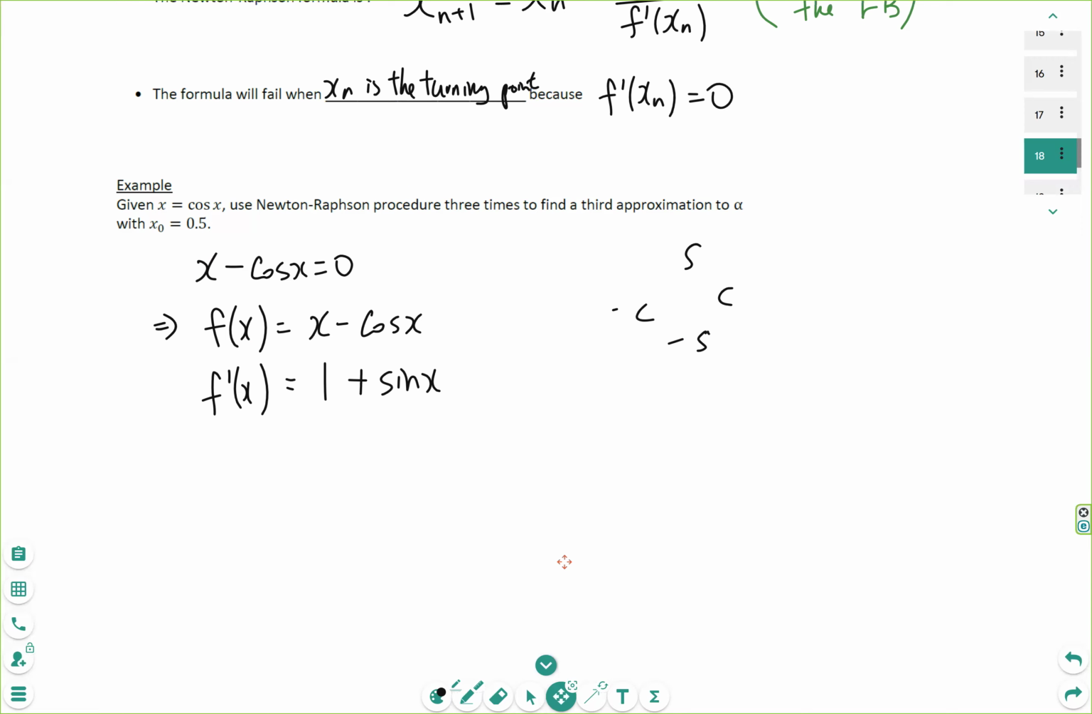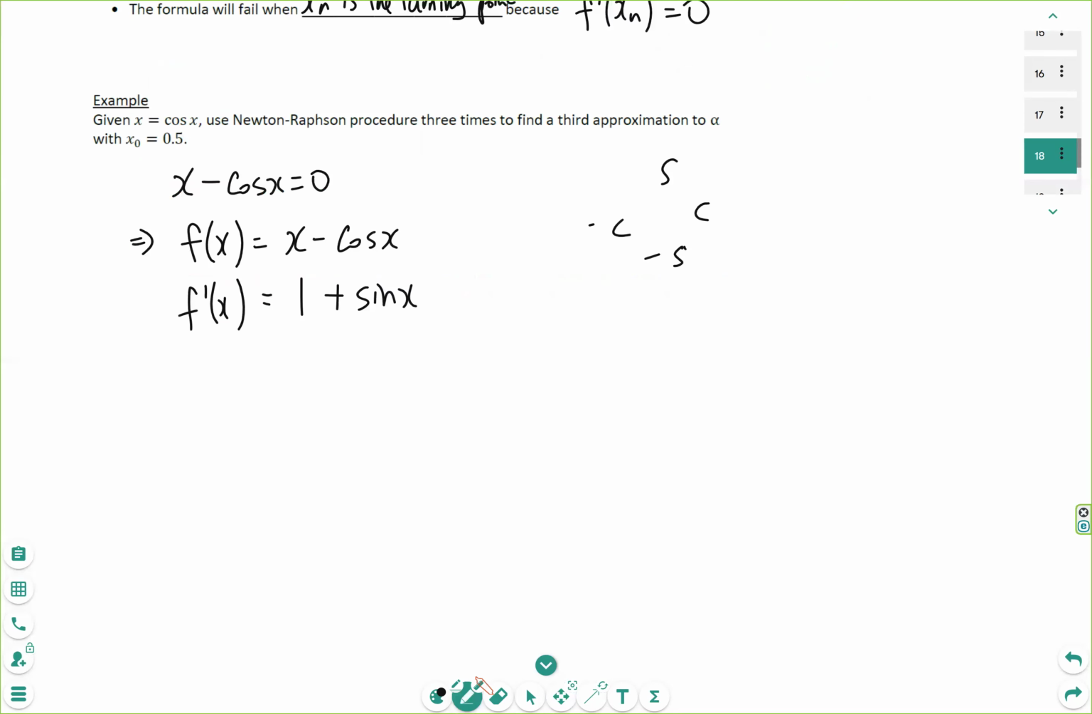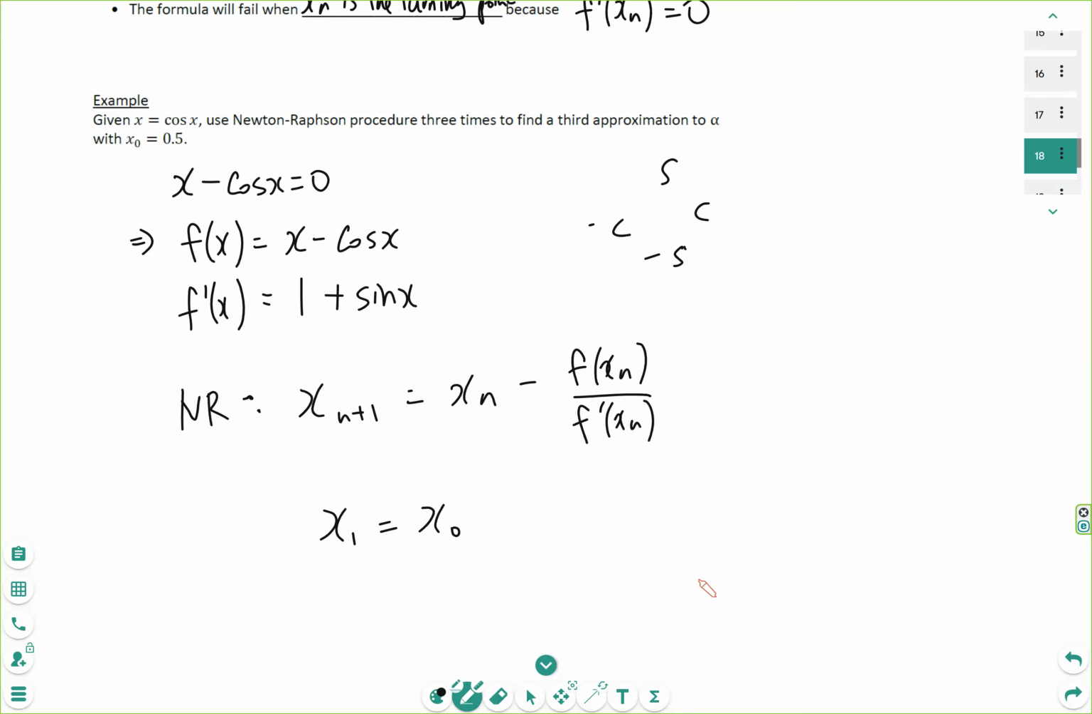What we should do here is simply use the formula. Let me write the Newton-Raphson formula again: x of n plus 1 equals xn minus f of xn over f dash xn. We want to find x1, so x1 equals x0 minus f of x0 over f dash x0.